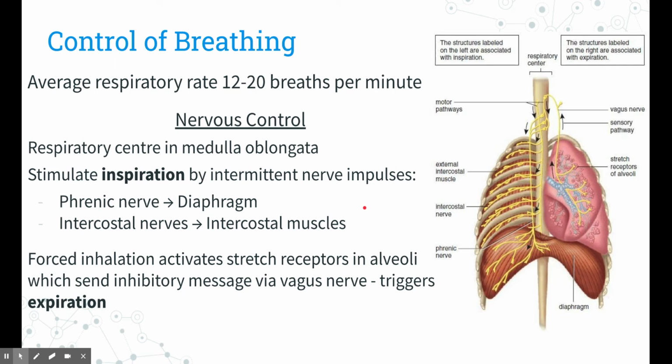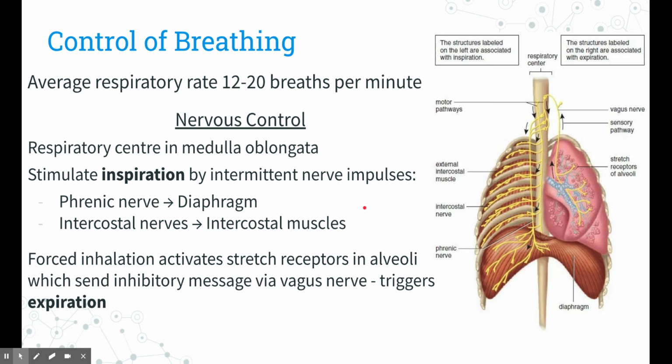The nervous control of respiration is based in the respiratory center of the medulla oblongata. So this is a part of the brain that is autonomic. It is an automatic, unconscious control, this respiration. There are intermittent nerve impulses sent from the respiratory center down to the muscles involved in inspiration. The phrenic nerve sends a signal to the diaphragm to contract, and the intercostal nerves send signals to the intercostal muscles to contract. Both of those cause an inhalation.